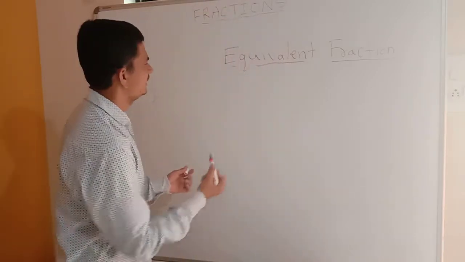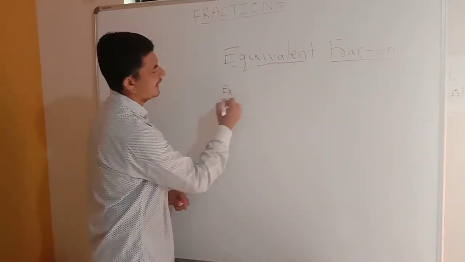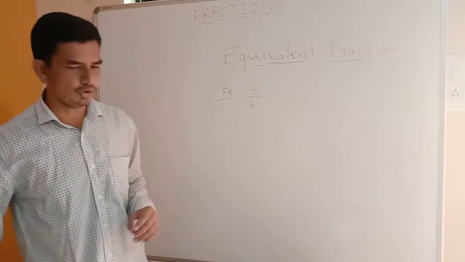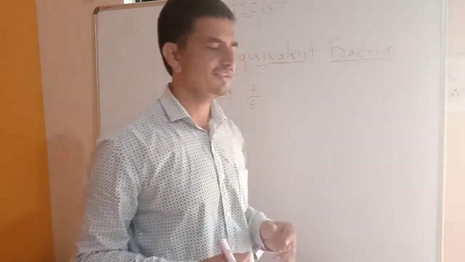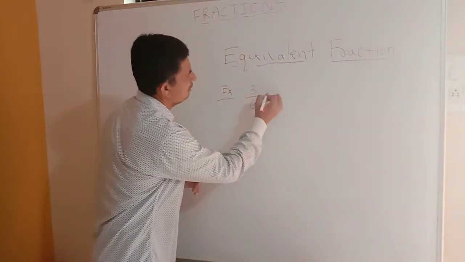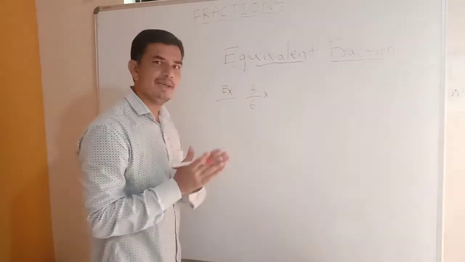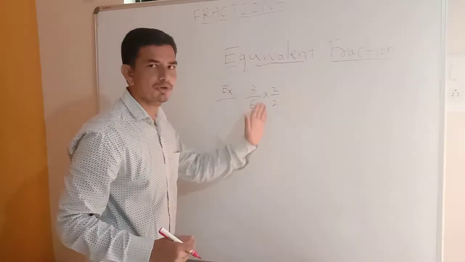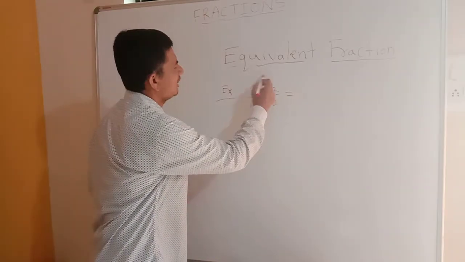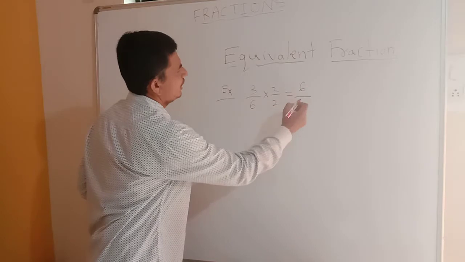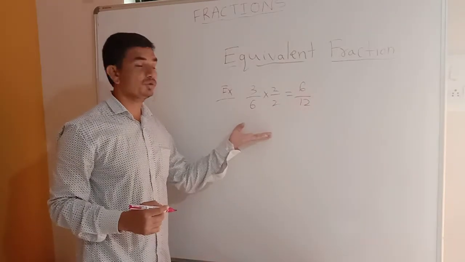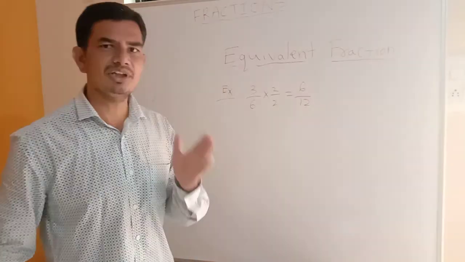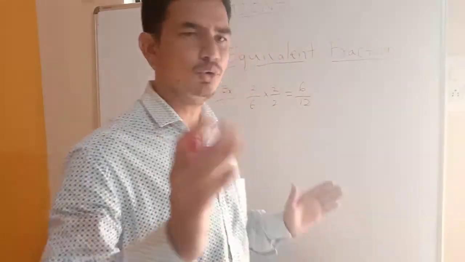See here, an example I will show you. Write any 3 equivalent fractions of 3 by 6. So how can we write the equivalent fractions? Very simple. We have to multiply the numerator and denominator by the same number. For example, if you multiply by 2, we take 2 on both the numerator and denominator and multiply. 3 twos are 6, 6 twos are 12. Like this we have to do as many times as they ask in the question, 3 times, 5 times, or 2 times.